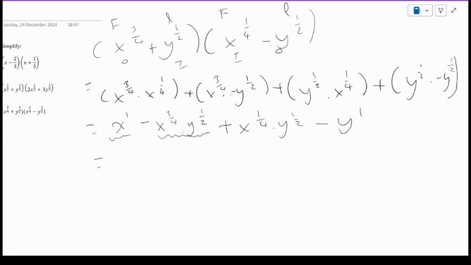And when we have different variables, we just bring them down, right? And then what else? You just check after doing all of that. Do you have like terms in this case? No, you don't. So you just leave it like that. And that is all for today.